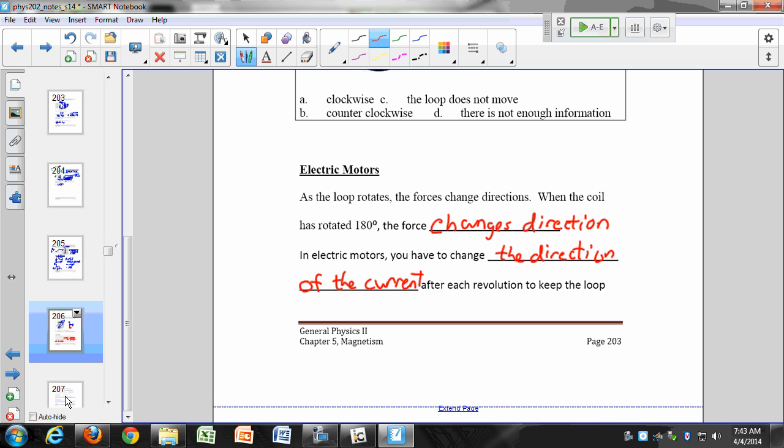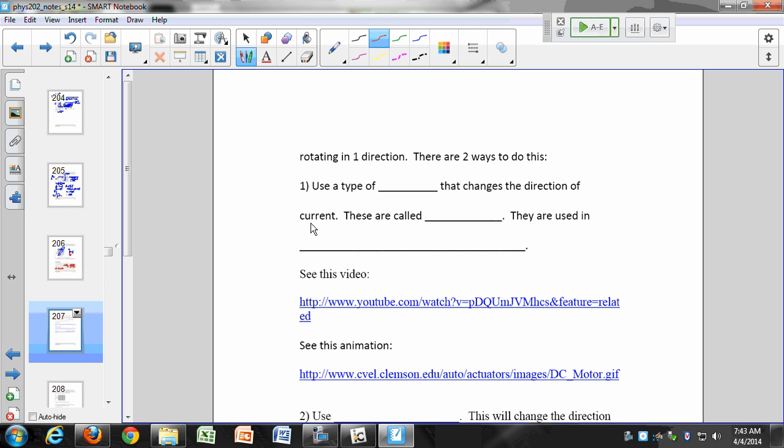Can I go on down from here? I'll show you an animation in just a second. The first way to do this is to use a type of switch. It changes the direction of the current. Y'all use a switch in lab, right, to change the direction of the current. What was that called? Y'all remember? No, double pole, double throw switch. This is similar. It's not called that.